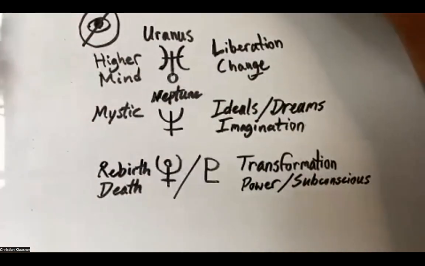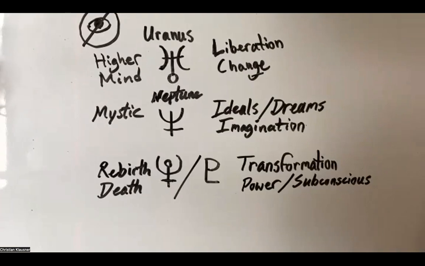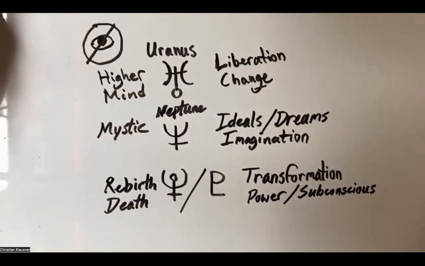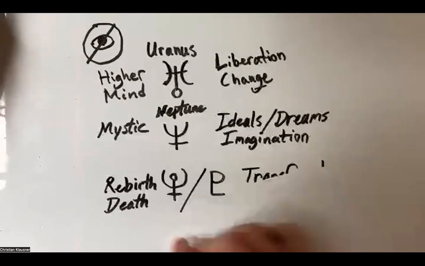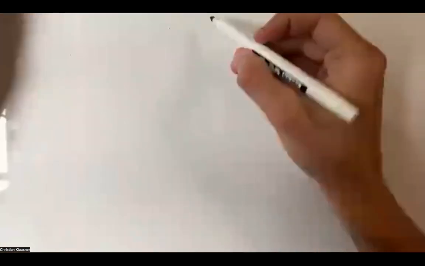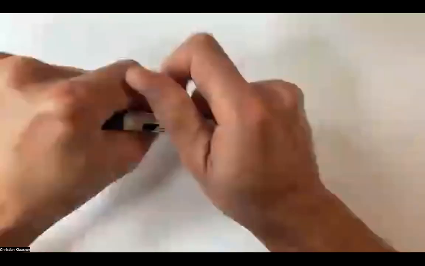All right. So those are the symbols of the planets. Great job. Now we're going to continue on to understand how these planets fit in with the signs. All right. Isn't that cool? So cool. So rad.